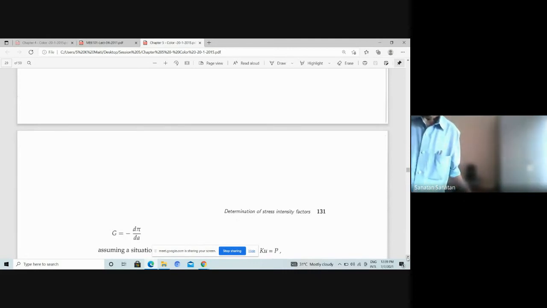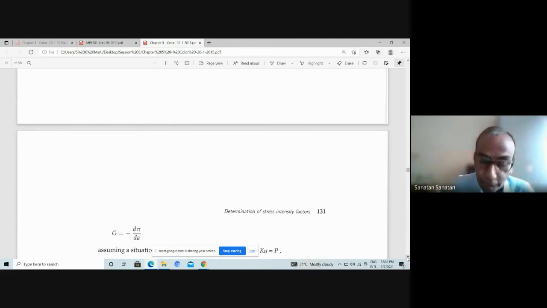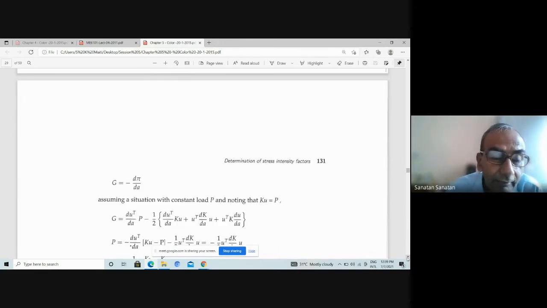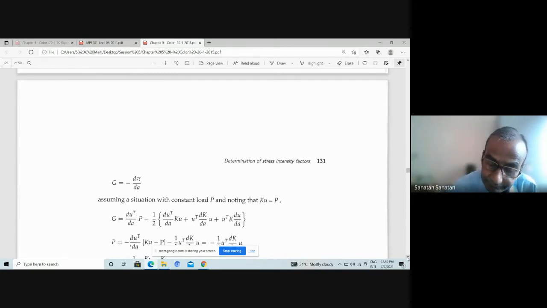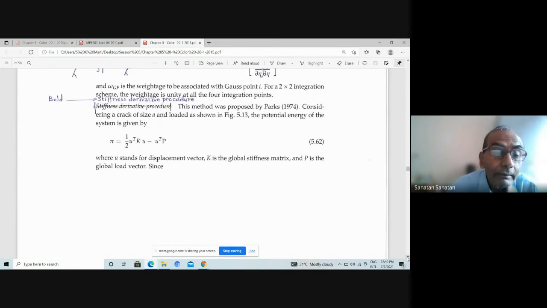Okay, so what is that? This is something you can understand, it's not difficult. So G is nothing but the potential energy derivative with respect to A. And indeed, your potential is also, you can write, what is that? Load P is equal to K into U, stiffness matrix multiplied by displacement. In general, our expression for pi is strain energy minus work done by the external forces.